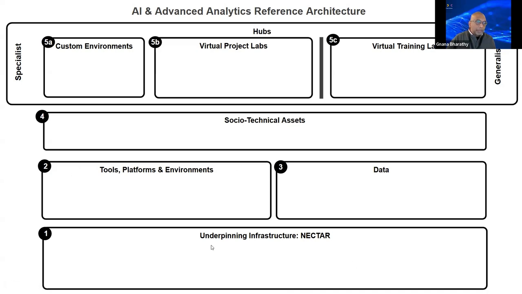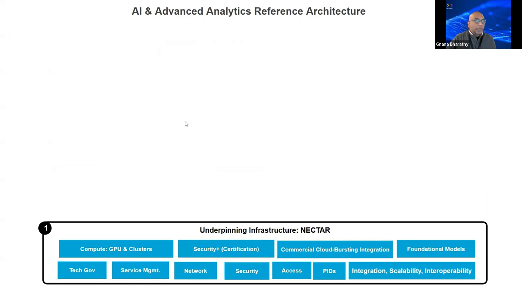So there's underpinning infrastructure, or Nectar cloud, and sitting on top of that are tools, platforms, and the environment. There is, of course, data. And then there are a number of socio-technical assets or resources, and everything comes together in the hubs, or virtual training, virtual project labs or training labs, and so on.